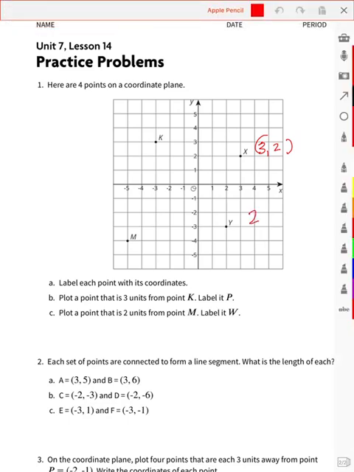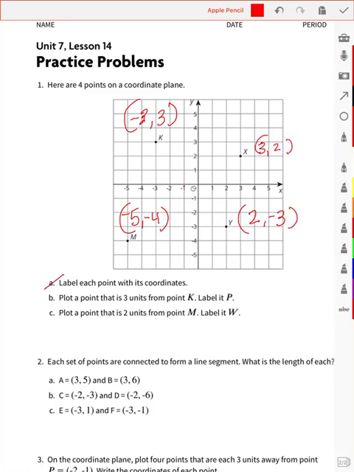Alright, so (2, -3). K is (-1, 2, 3), and positive 3. And M is (-5, -4). Okay, so then label each point with its coordinate.